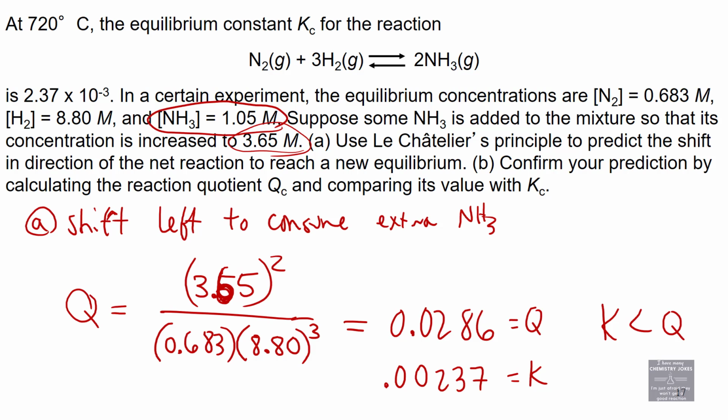And because K is smaller than Q, the Q will need to decrease, which means the product concentrations need to decrease, the reactant concentrations need to increase, so they will do that. That is true. When Q is greater than K, it will always create more reactants. All right, I'm done with this one. Whew, that was long.